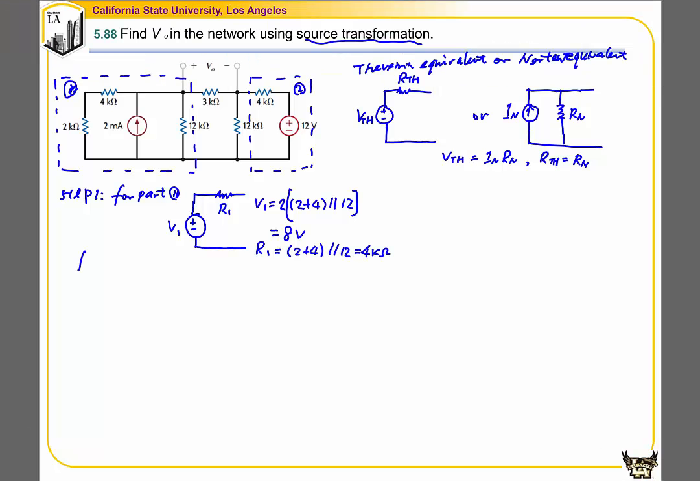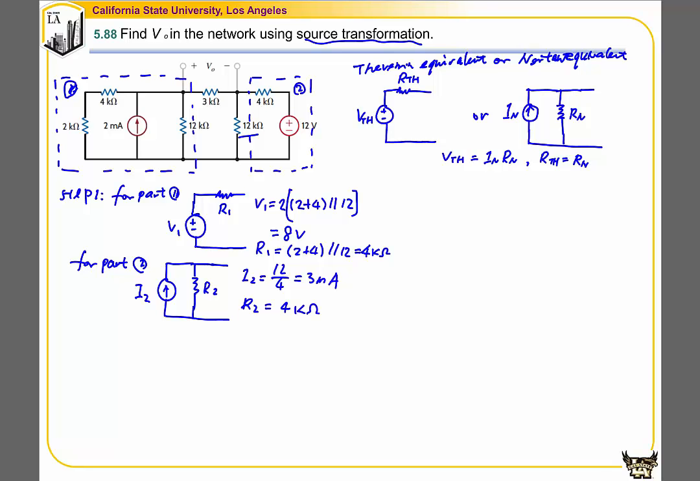For part 2, it can be simplified to a current source with one resistor in parallel with it. Let's call this current source I2 and the resistor R2. I2 is equal to the voltage divided by the resistance, 12 over 4, that is 3 milliamp. R2 is equal to the resistance, 4K. After we are done with these two parts, we find that part 2 is in parallel with this 12K resistor. So we can simplify this section once more.